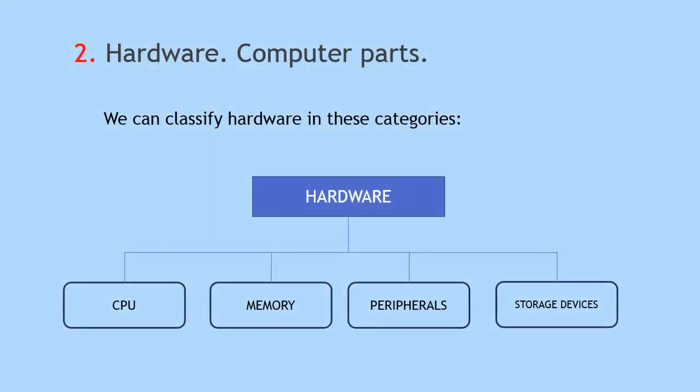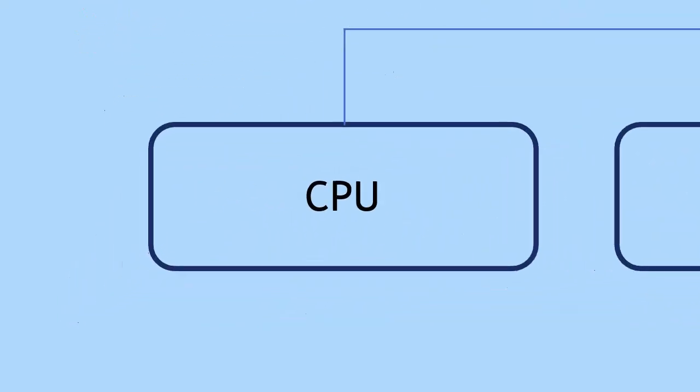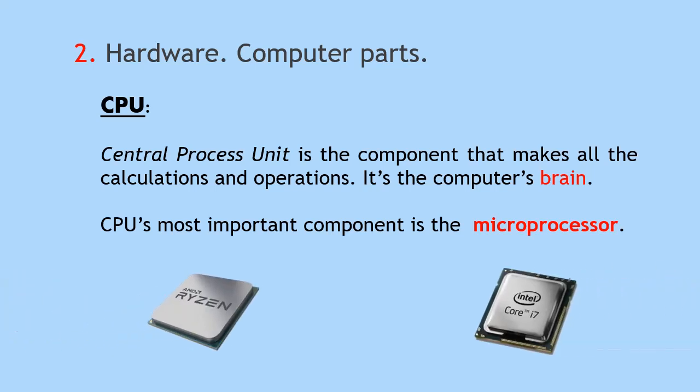Let's take a closer look at hardware and computer parts. We can classify hardware in these categories. Let's take a look at CPU. Central Process Unit is the component that makes all the calculations and operations. It's the computer's brain. CPU's most important component is the microprocessor.